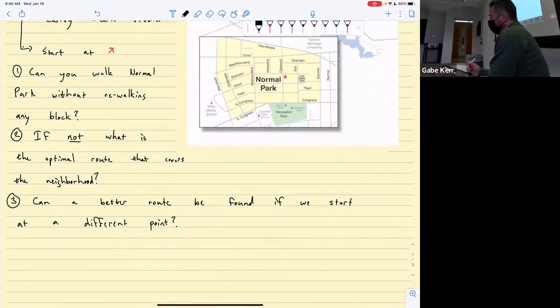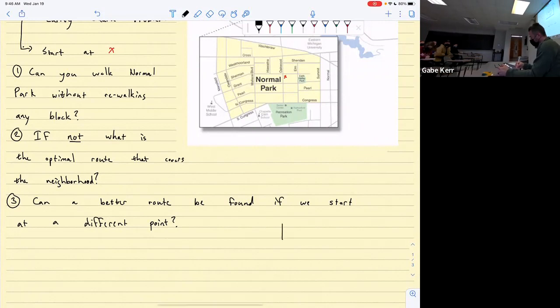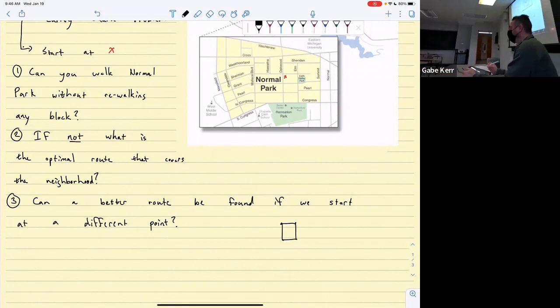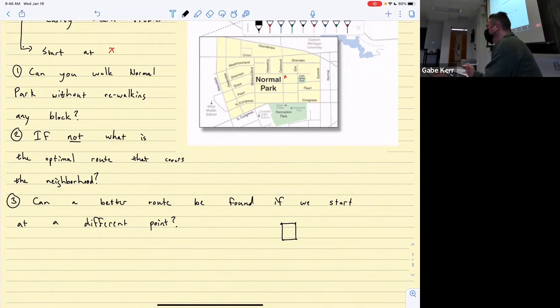Well, let me ask you guys, since I don't want to talk too much. Is there a very simple map you could draw where you could answer one in the affirmative? Yes. What would your map look like? You can make it a square. Yeah, great. That's a good map. So all of you can be security guards if your neighborhood looks like this.